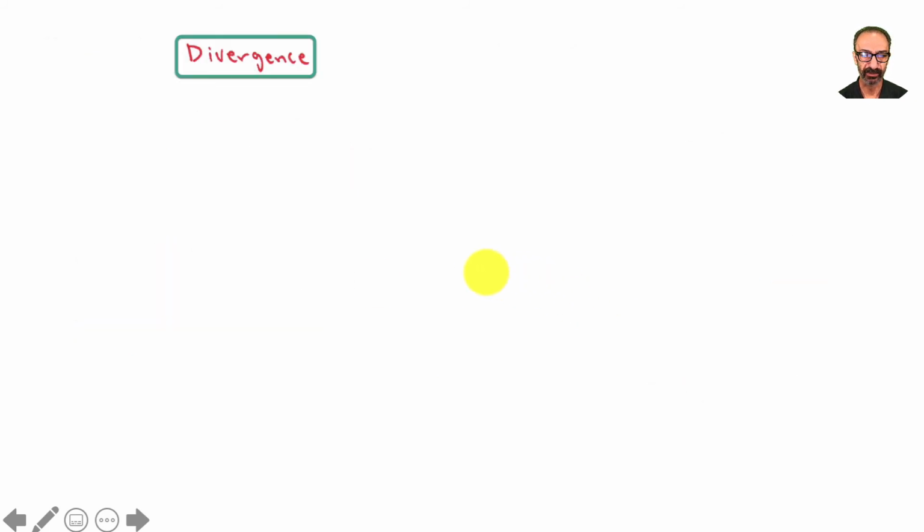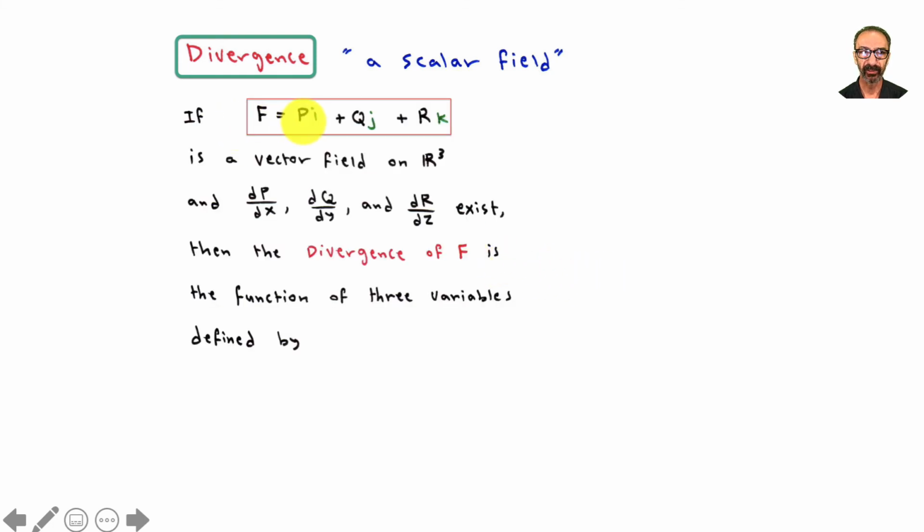Divergence. What's divergence? It's a scalar field. If F equals Pi plus Qj plus Rk is a vector field on R^3 and dP/dx, dQ/dy, and dR/dz exist, then the divergence of F is the function of 3 variables defined by the following. Divergence of F is dP/dx plus dQ/dy plus dR/dz. No i, no j, no k, that's a scalar field.